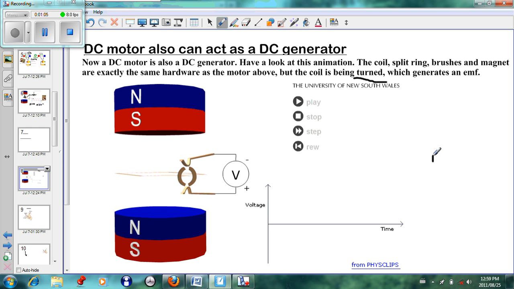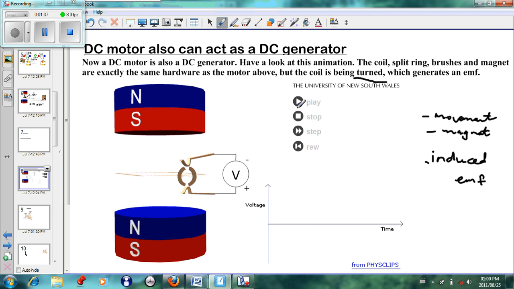Let me just write it down fast. Induced EMF is what we are creating. And how do you have an induced EMF? We require movement and we require a magnet. So when there is a movement of the wire in a magnetic field, an EMF is induced. And if you look at this example, the split ring commutator allows for direct current to be induced.